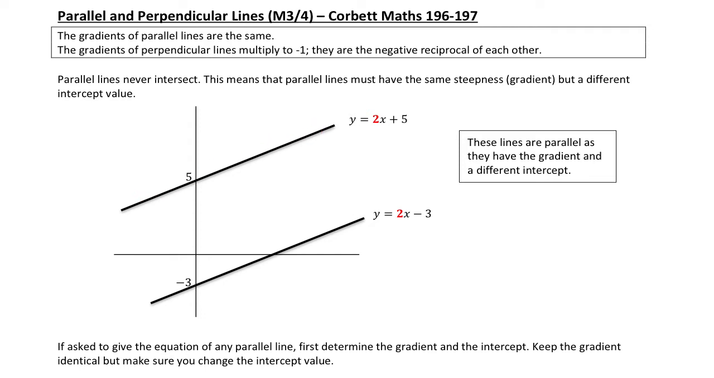The gradients of perpendicular lines, so they would cross each other at 90 degrees, multiply to -1. Or another way to think about it is the negative reciprocal.